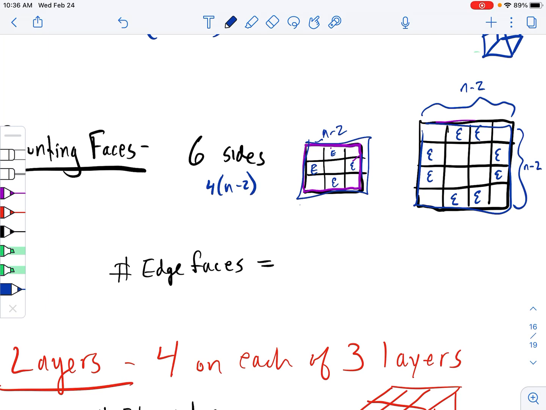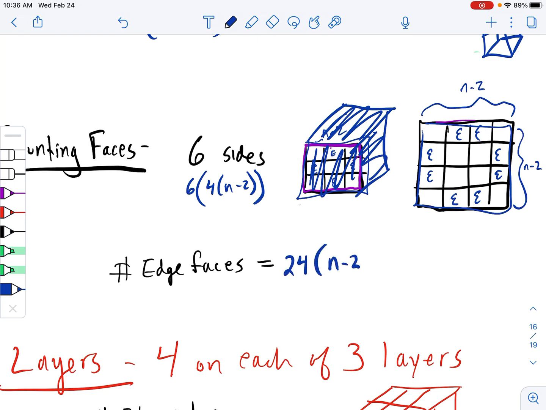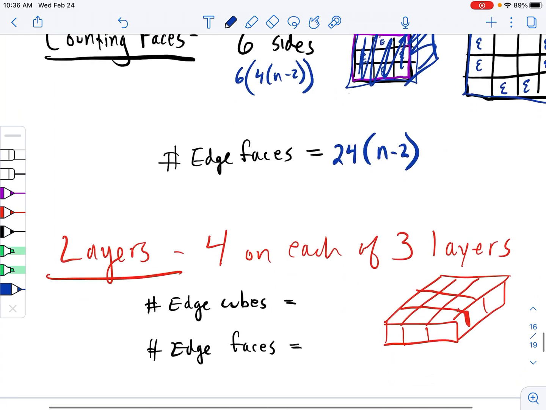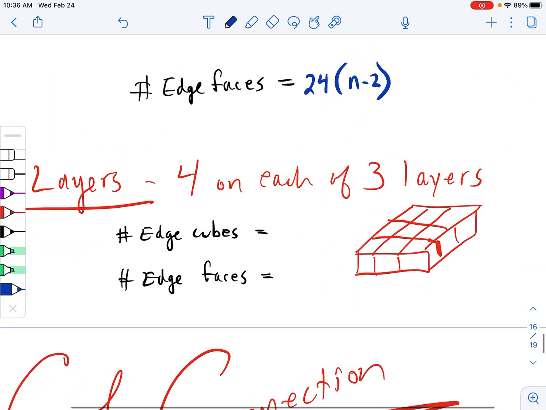And so now I need to take 6 sides, because this whole thing needs to be repeated 6 times to create my cube. So, hey, check it out. Look, 24 times n minus 2 appears again to give me the number of edge faces. Some guys like to look at this using layers. So they're like, look, okay, let's take this layer. Here's an edge cube. There's one going over here. There's one going over there and one going over here.